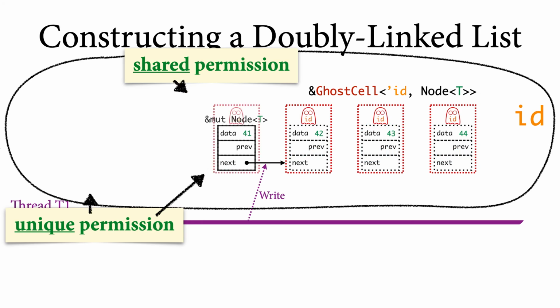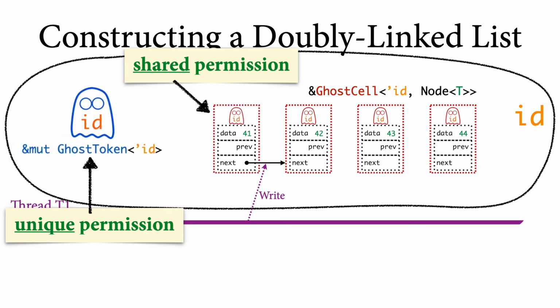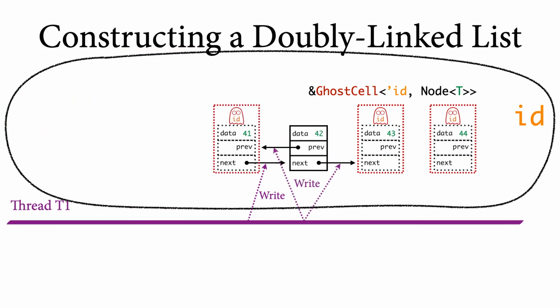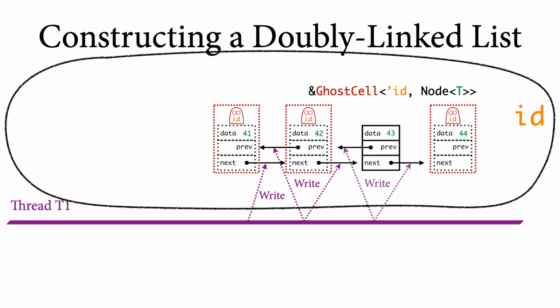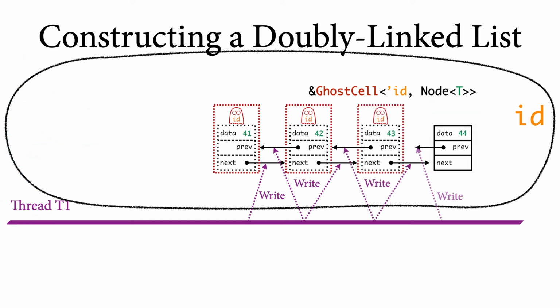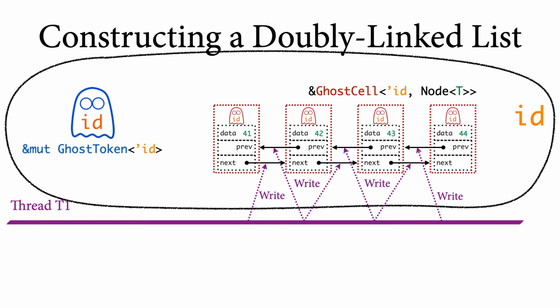We can then regain ownership of the ghost token by giving up control over that first node. And we can then do the same thing for each of the other nodes, trading ownership of the ghost token for temporary ownership of each of the nodes in order to link them all together to form the doubly linked list.